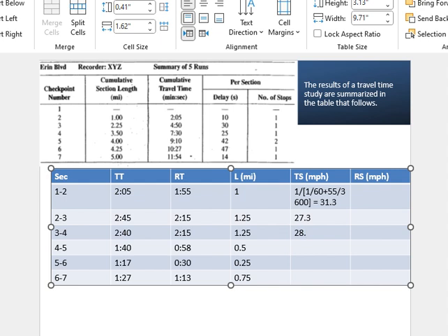28 point, 18, 11.7, 13. Okay. For the running speed, what will change? The time. You will take the running time now. No effect on the distance. So how much?